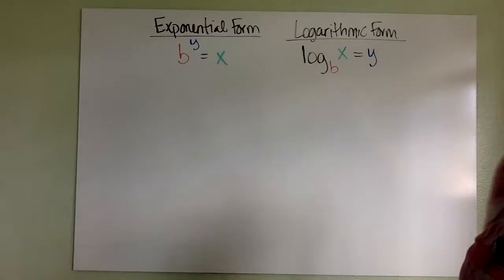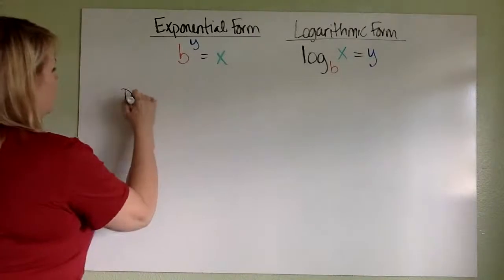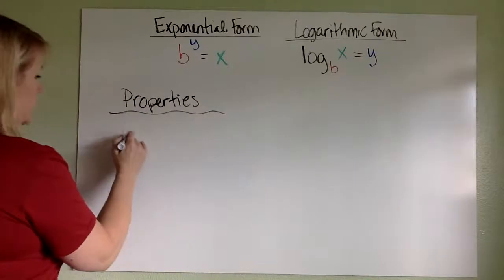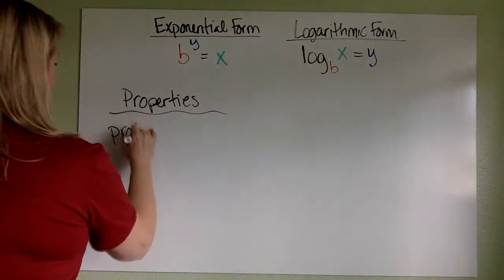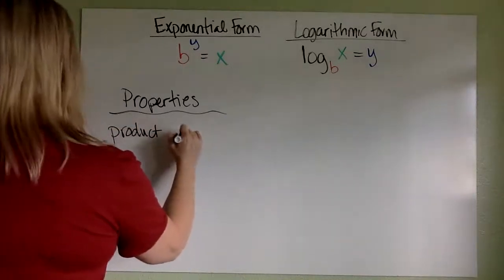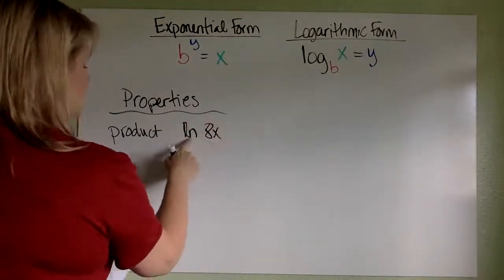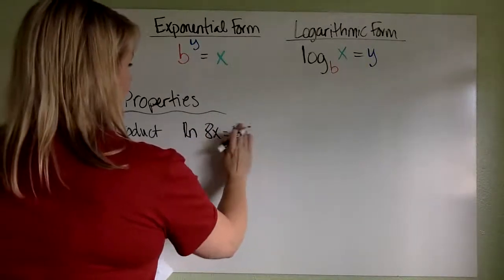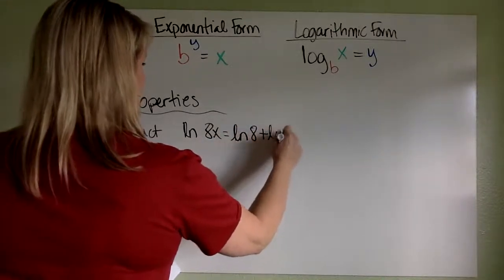Okay, so the properties of logarithms, there are 3 properties. The first one is the product property. That says if I have the natural log of 8x, so that's the log of 2 things multiplied together, I can rewrite that as the natural log of 8 plus the natural log of x.